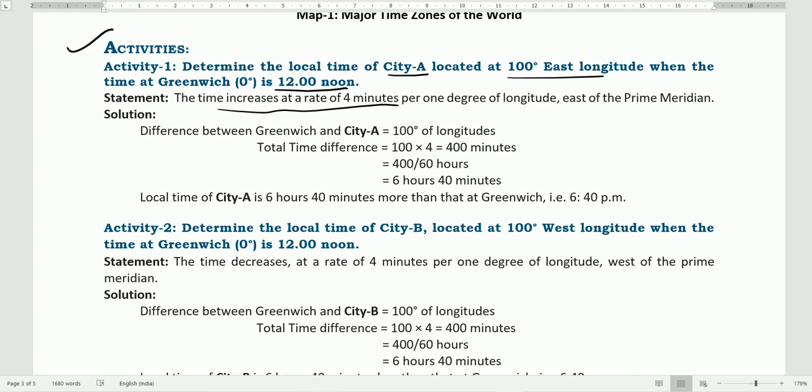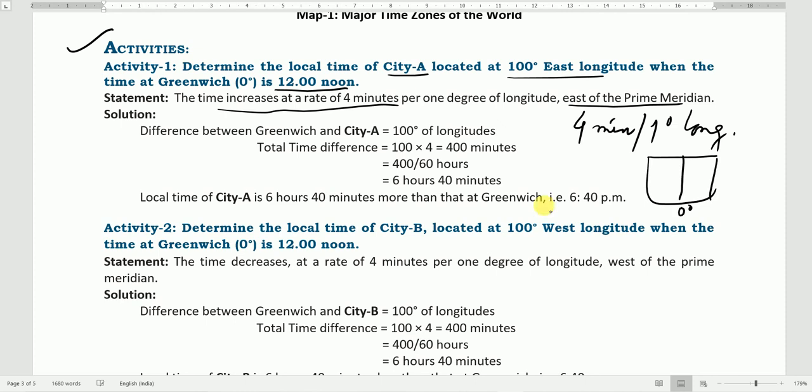So when we move east of the prime meridian, time increases at the rate of 4 minutes per 1 degree of longitude. So this is the statement: time increases at the rate of 4 minutes per 1 degree of longitude when we move east of the prime meridian. For example, this is 0, and when we move eastward, time increases at the rate of 4 minutes per 1 degree longitude.